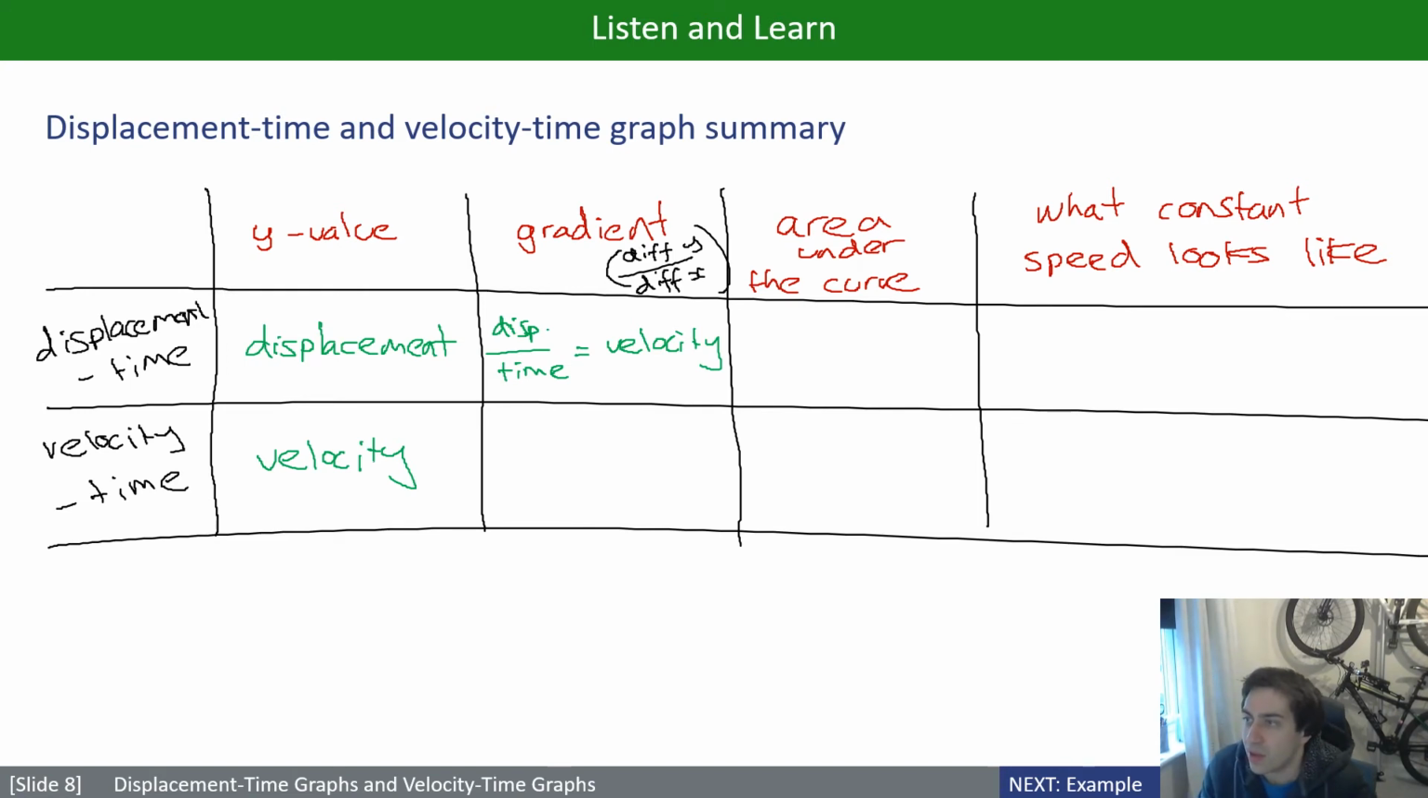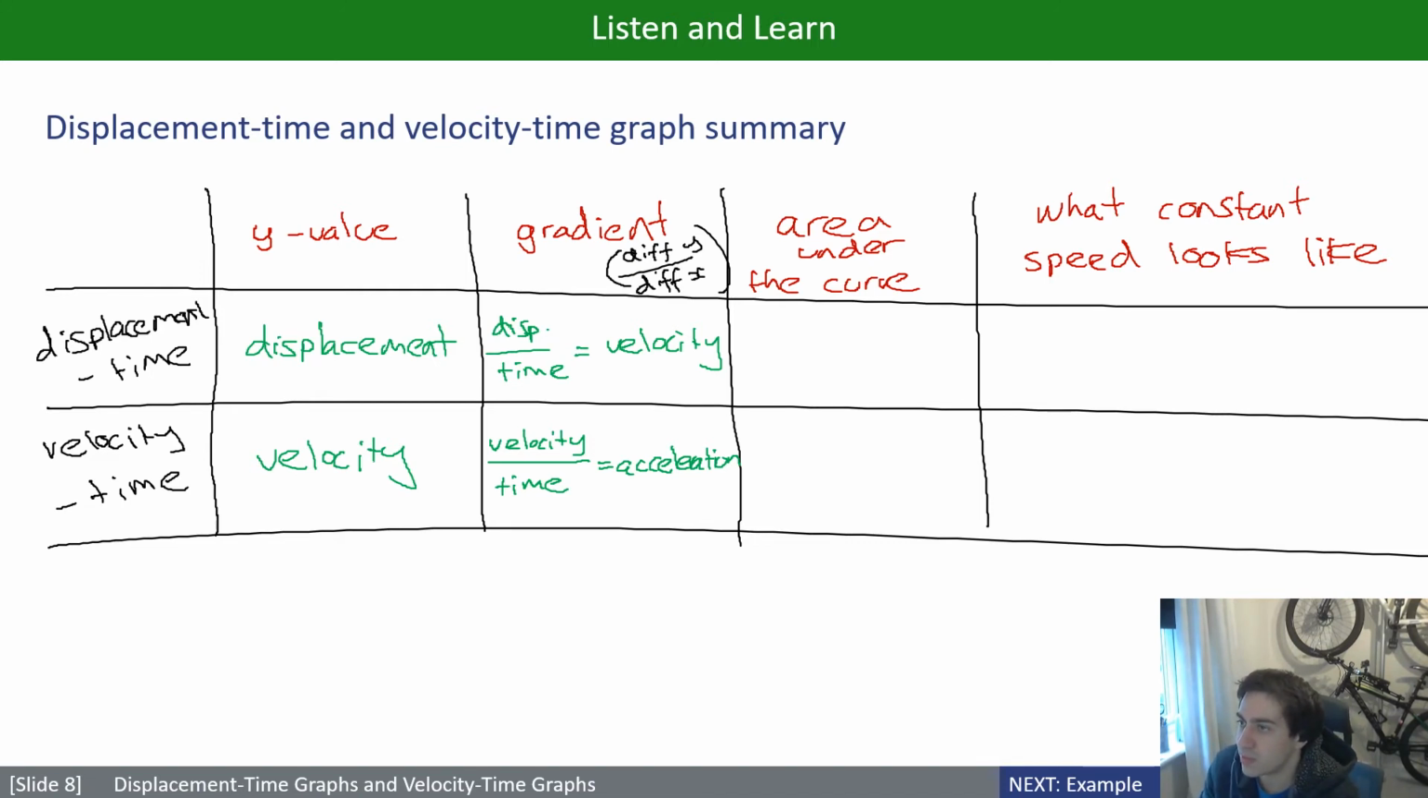Okay, and on a velocity time graph, the gradient will be the y, which is velocity, divided by the x, which is time, and velocity over time, that's the definition of acceleration. Okay, so if I have a velocity time graph and I want to know what the acceleration is that this object is experiencing, I can calculate the gradient of that line. Okay, and then finally, area under the curve.